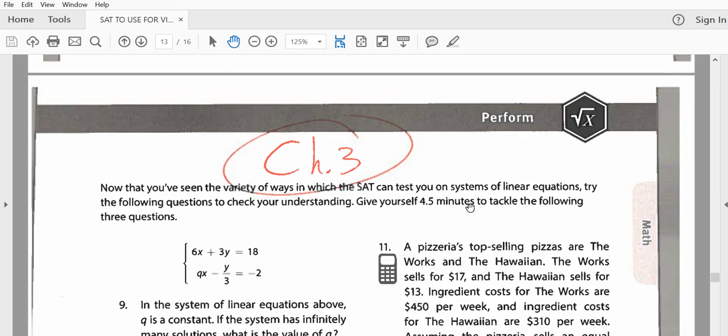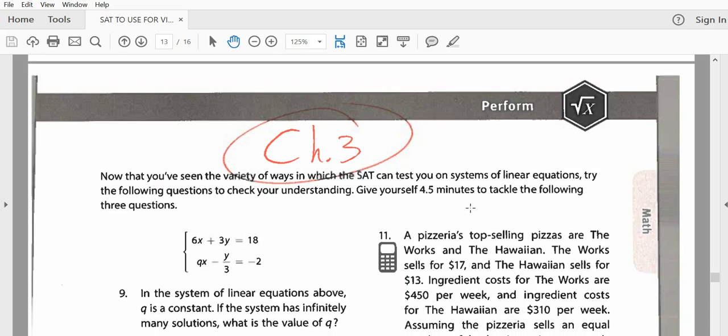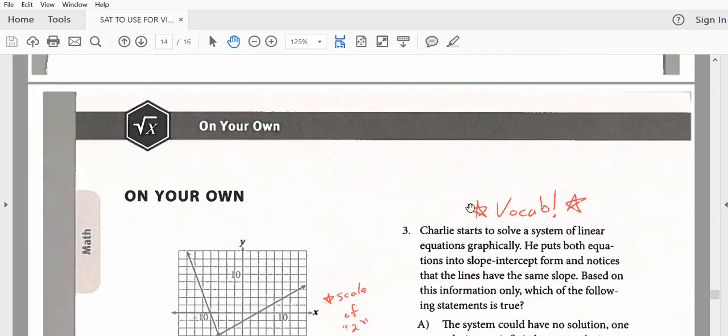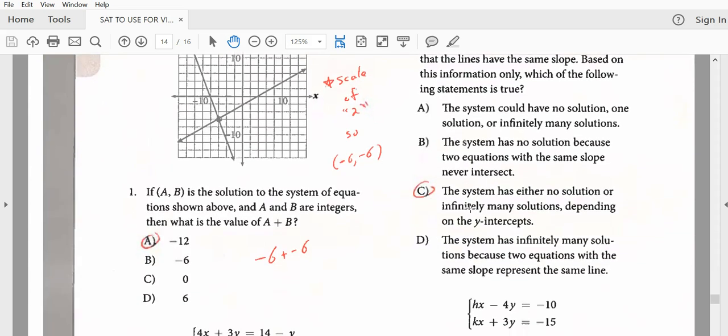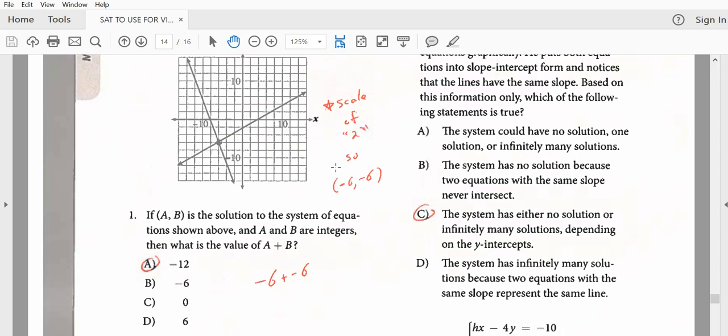Alright. Last bit here, we're going to go through some Chapter 3 stuff. So this is our systems that we talked about in class. Alright, for our first one here, we talked about this one together. Basically, you got to check the scale. So we move 1, 2, 3, 4, 5 units to get to negative 10, or 5 to get to 10. So it's a scale of 2. So this coordinate, our intersecting point, or the solution to this system, is at negative 6, negative 6. We add them, we get negative 12.